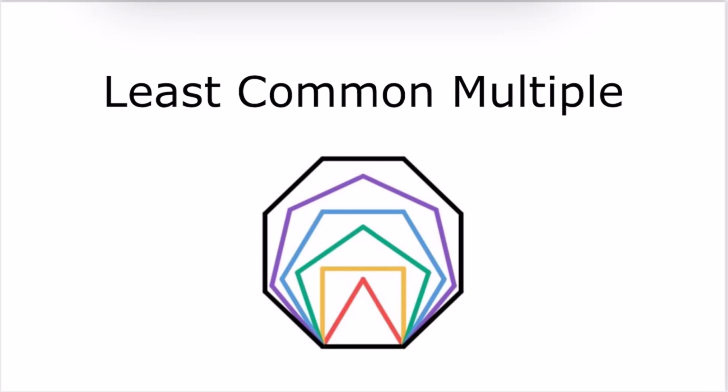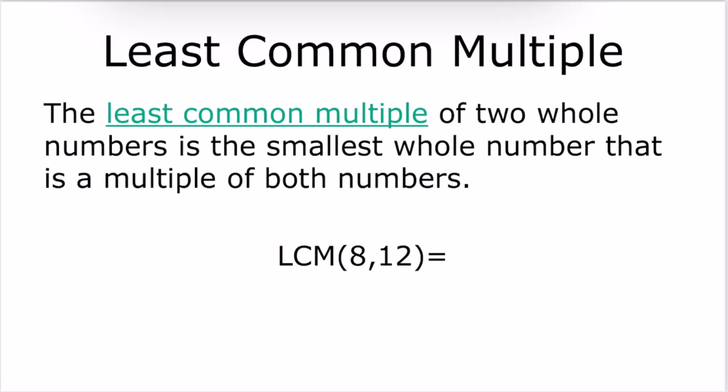Hi everybody, in this video we're going to talk about how to find the least common multiple of two numbers. The least common multiple of two numbers is the smallest whole number that is a multiple of both numbers. For example, if you were trying to find the least common multiple of 8 and 12, the least common multiple of these two numbers would be 24, because 24 is a multiple of both of the numbers, and it's the smallest number that is a multiple of both.